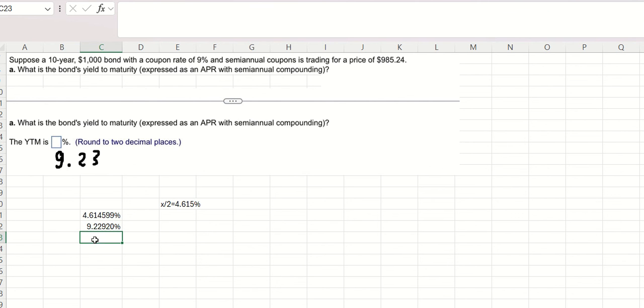And we get the number that is about 9.23%. And this is the answer for the question. That is the end.